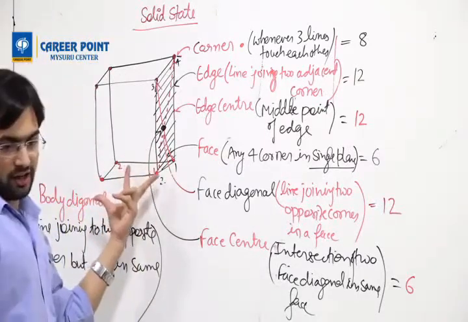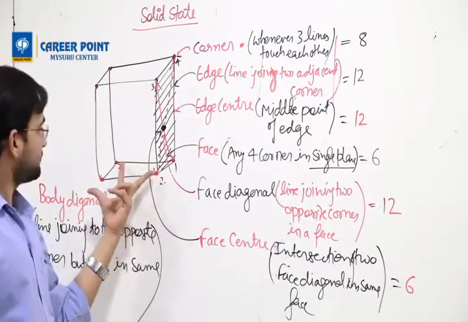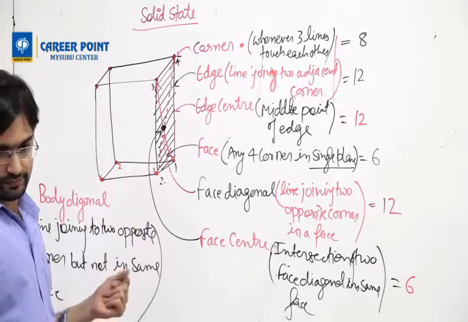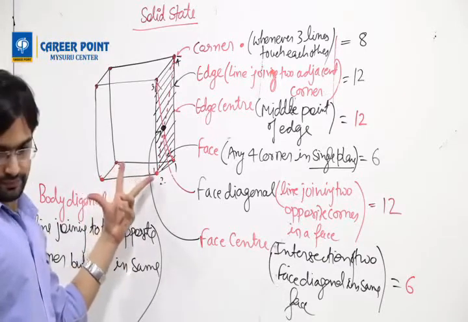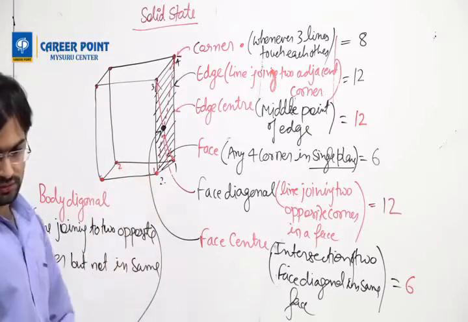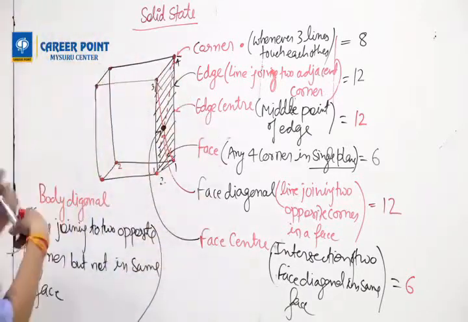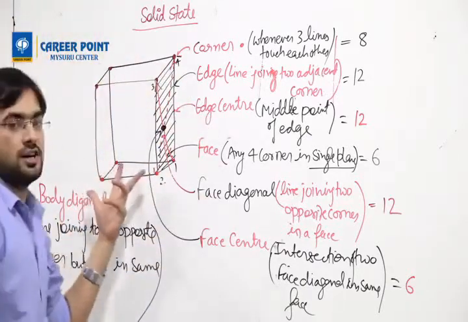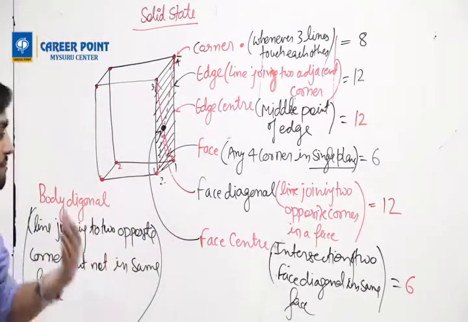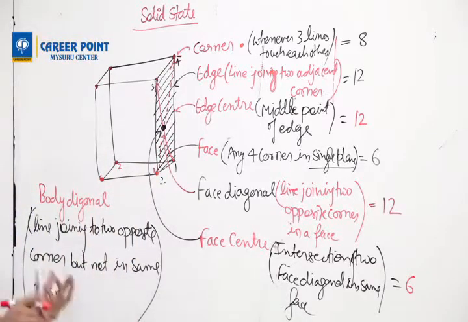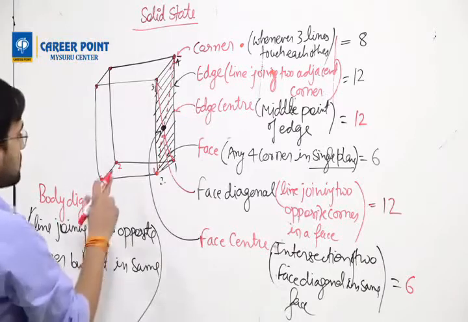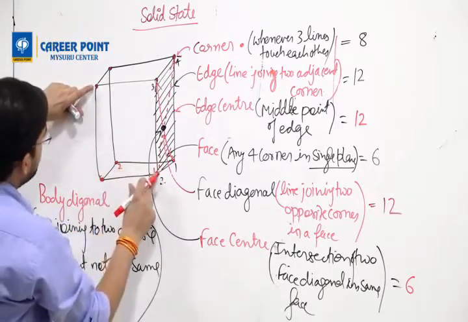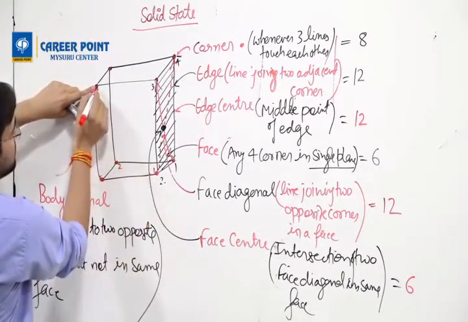Will this give me a body diagonal? Yes or no? It won't, because these are two opposite corners, but they are coming in the same face. So not in the same face. If you take this, then what about this?